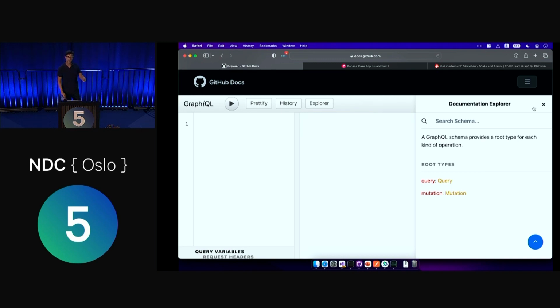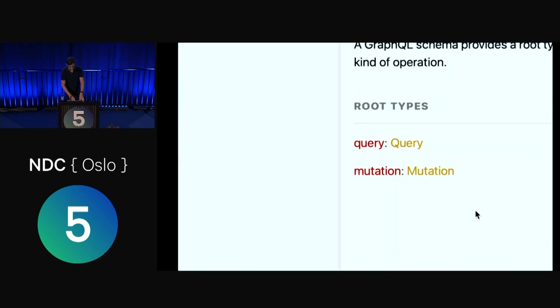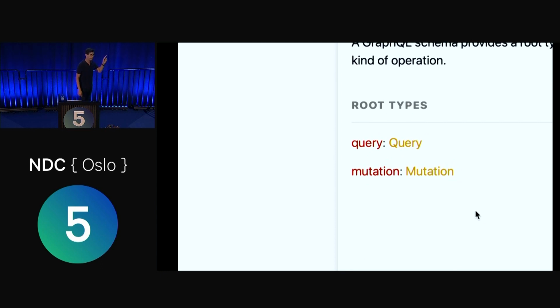Now, I think GitHub still does write some docs, and it's not a bad idea, right, to help your users out. But do you have to? Not really, because check this out. So here in the Documentation Explorer, we're greeted with 2 root types. These are the same root types that you'll see on every GraphQL server. The first one is query.